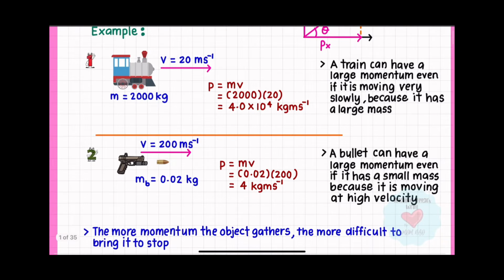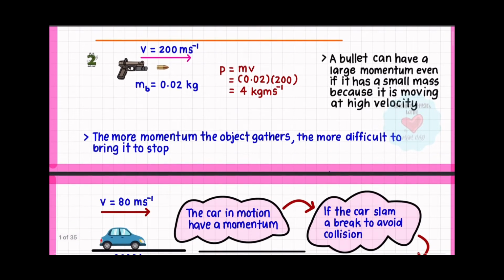Okay, here is an example for momentum. We have a train with 2000 kilogram moving at 20 meter per second. So a train can have a large momentum even if it's moving very slowly because it has a large mass. Mass tinggi, so momentum juga akan tinggi. Okay, how about this? We have a bullet with a small mass of 0.02 kilogram moving at 200 meter per second. So a bullet can have a large momentum even if it has a small mass because it is moving at a high velocity. So velocity tinggi, maka momentum juga tinggi.